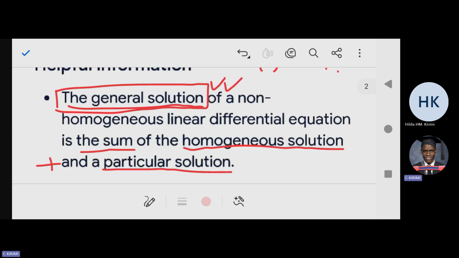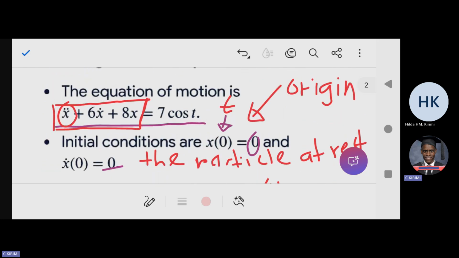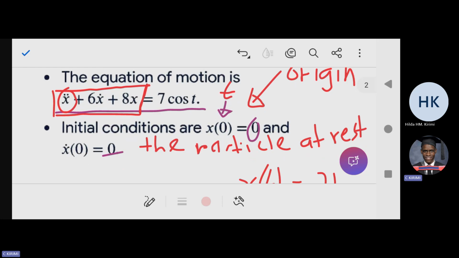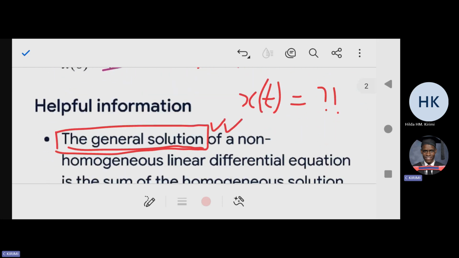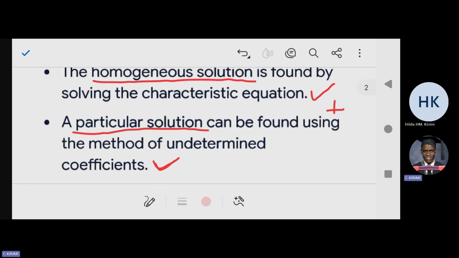That general solution is such that when I differentiate it twice and replace it here, plus 6 times the general solution differentiated once, plus 8 times the general solution, I must get what is on my right-hand side. That is what they mean, only that.